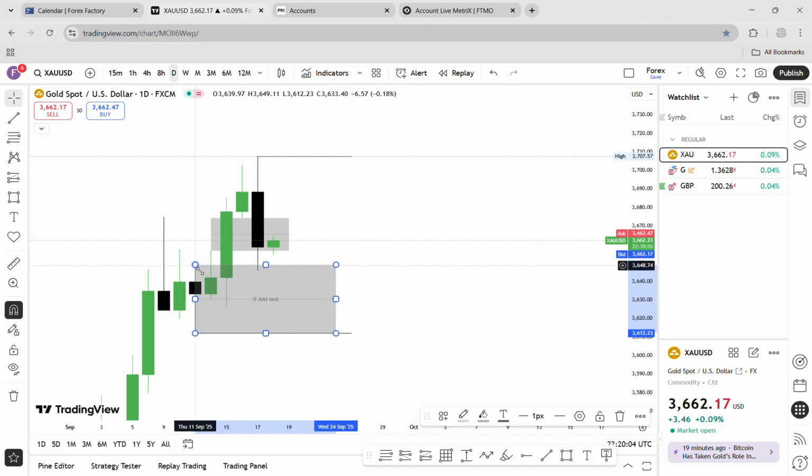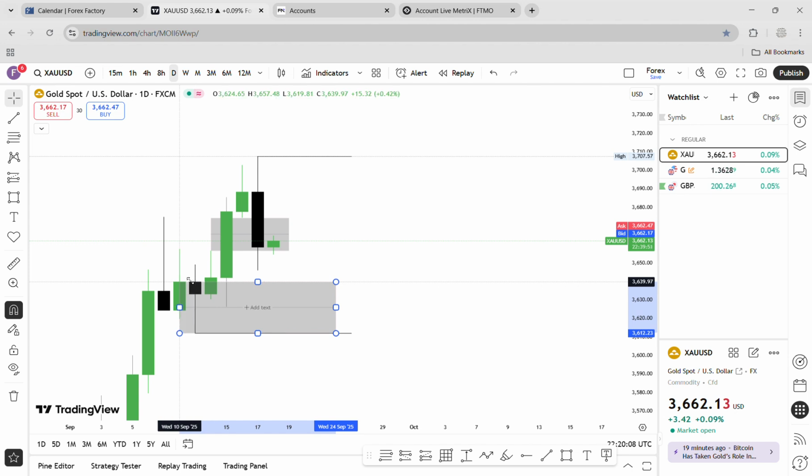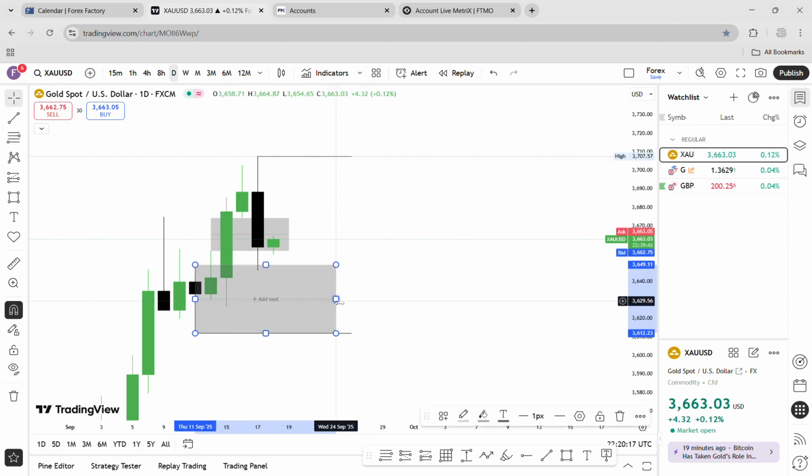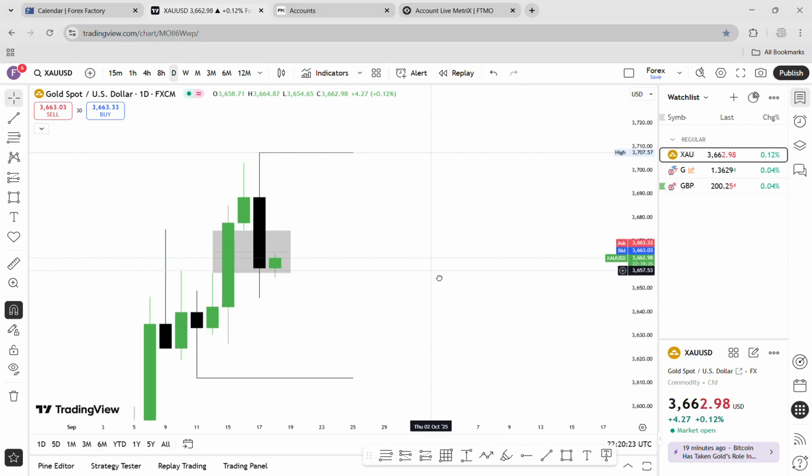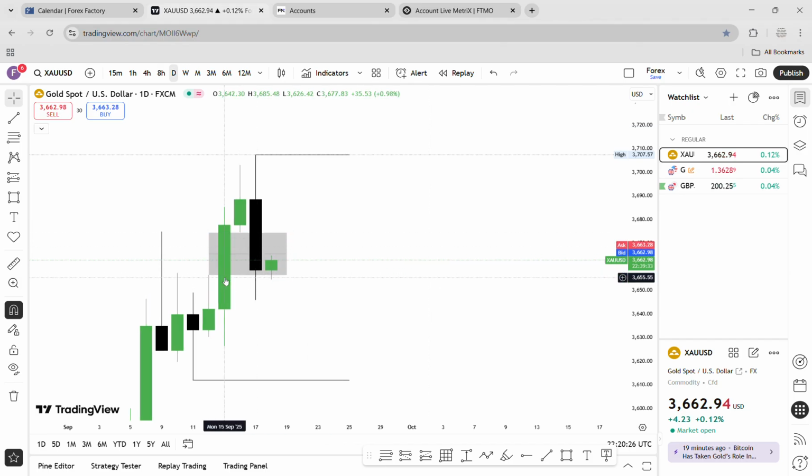Everybody has different preference. You can draw just the body to body, the body of the candlestick, the opening price or something, or you can take both the wicks and everything. It depends on the individual. And we have a fair value gap right here. As you can see, this candlestick pushed through, but it failed to close below it. The body is still inside the fair value gap, which means the fair value gap is still holding.